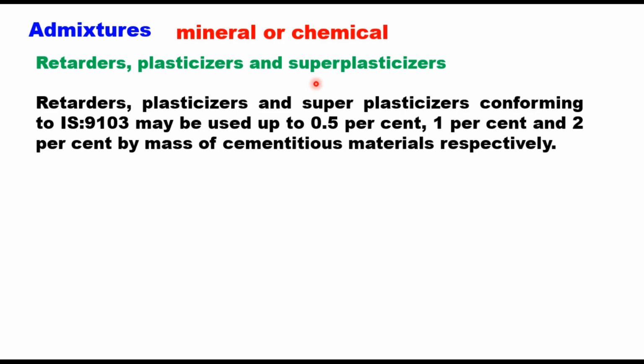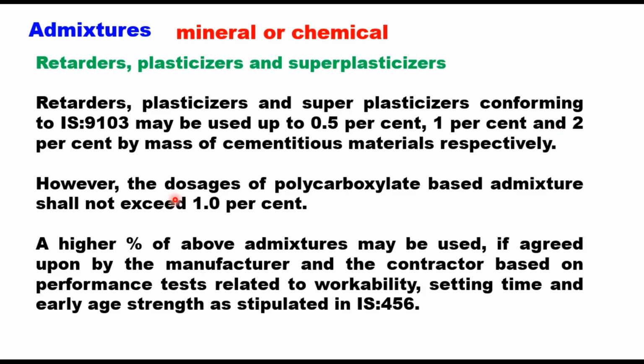These retarders can be used up to 0.5%, plasticizers up to 1%, and superplasticizers up to 2% by weight of cementitious materials. However, the dose of polycarboxylate based admixtures will not exceed 1%. A higher percentage of these admixtures may be used if agreed upon by the manufacturer and the contractor based on performance tests related to workability, setting time, and early age strength as stipulated in IS 456.